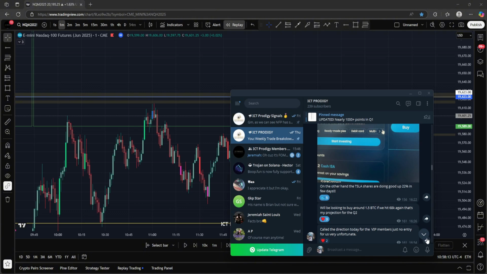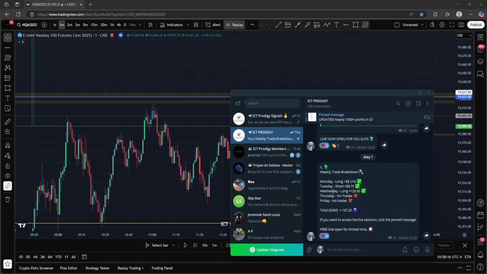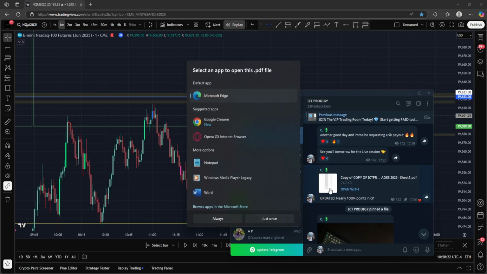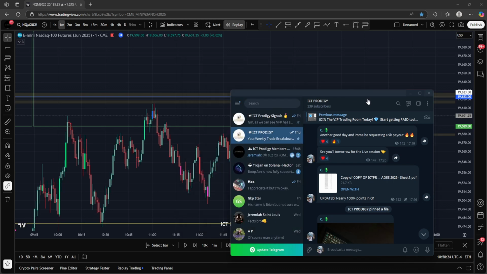You can see the weekly trade breakdowns. This is the stats for this week, 187 point gain on the week. And also you get access to the copy of all of my trades that I've taken, so you guys can go back and back test it and see why I took those trades.